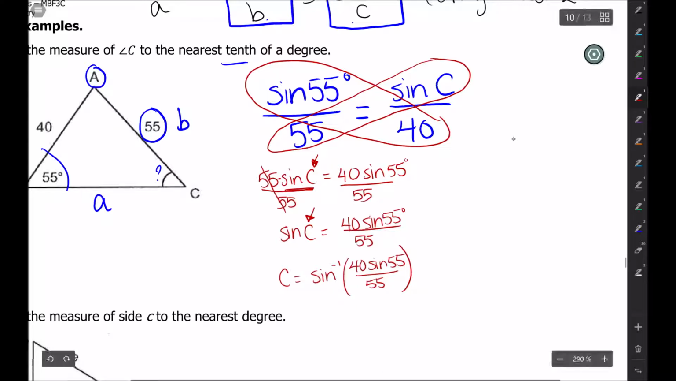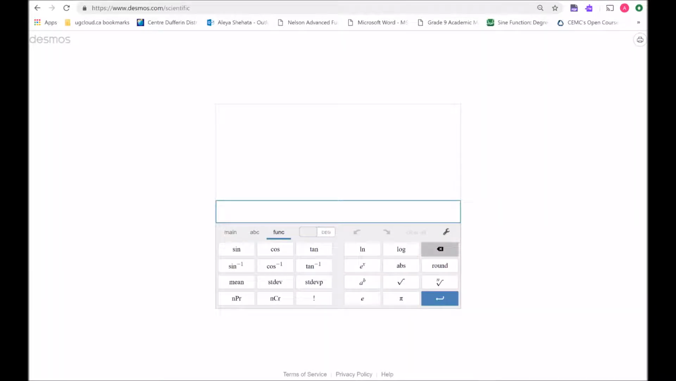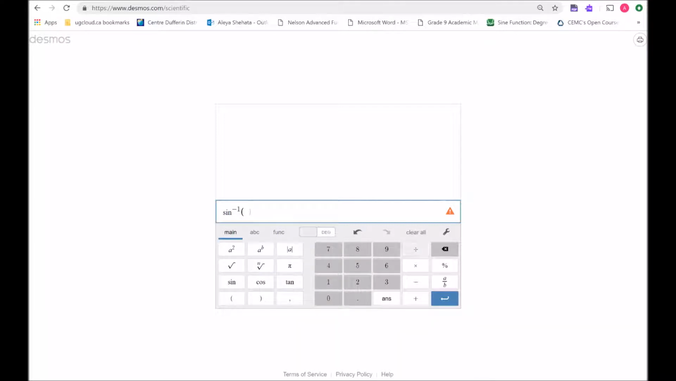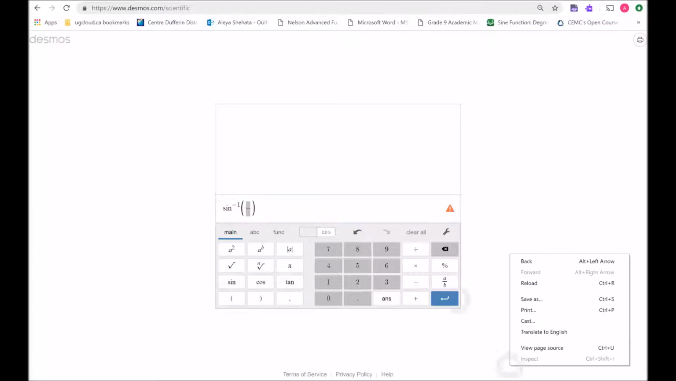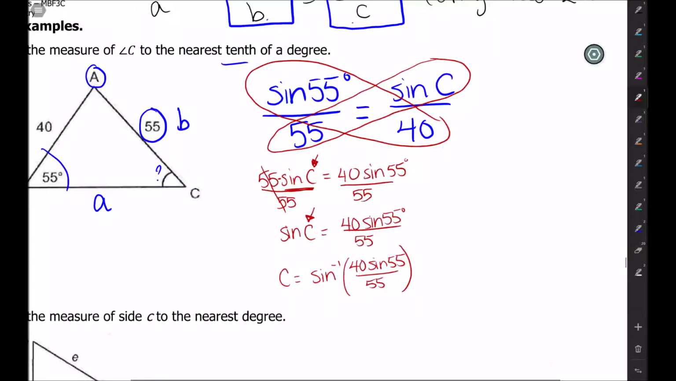When I type this into my calculator, I'm going to go to scientific calculator right here. I'm going to go to my function, and I'm going to do inverse sine. In order to get this fraction in here, I'm going to press the divides button right away so I have the fraction immediately. I'm going to go to the numerator and type in 40 times the sine of 55, and then in my denominator, I have 55. Again, make sure you are in degree mode. So that's what this expression says.